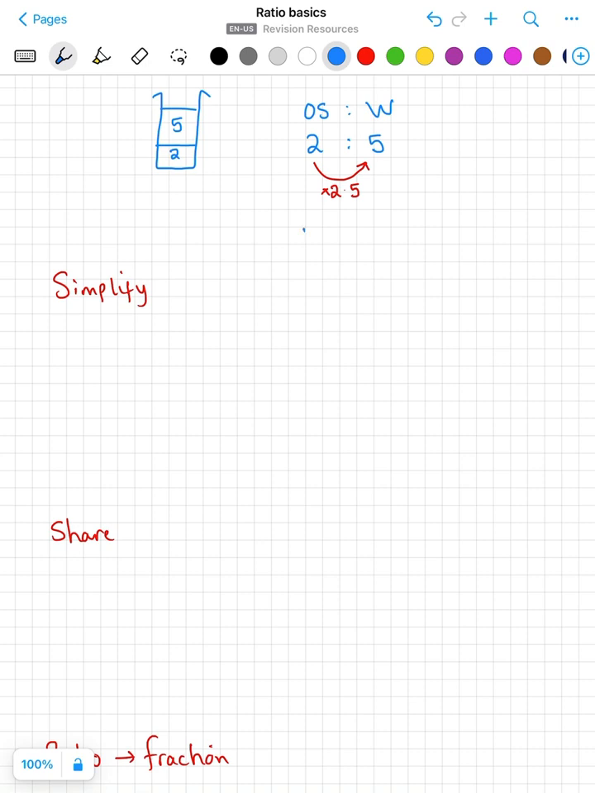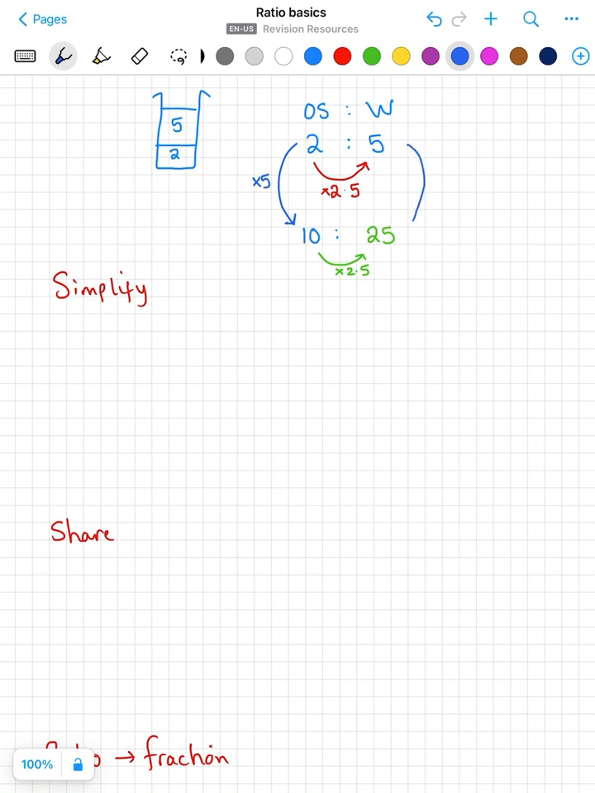So if we were using 10 parts of orange squash, perhaps we were making a jug of orange squash, we could think, well, we know that we need 2.5 times the amount of water. So 2.5 times 10 is 25. Or we can think of it as, what have I multiplied 2 by to get 10? That's times 5. So I do the same to the other side. I'm using 5 times as much orange squash, so I need 5 times as much water, which gives us 25.